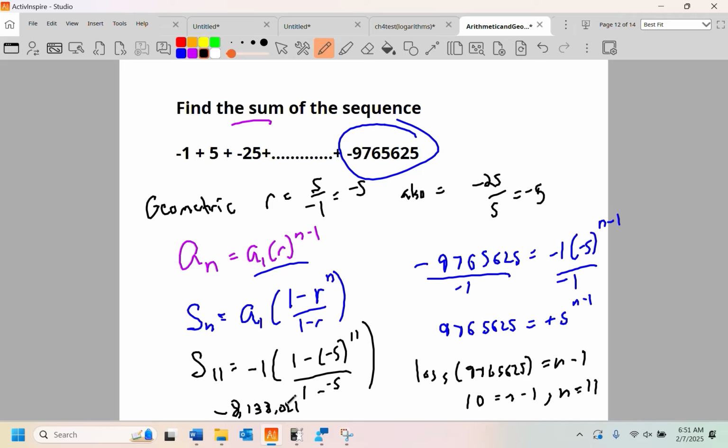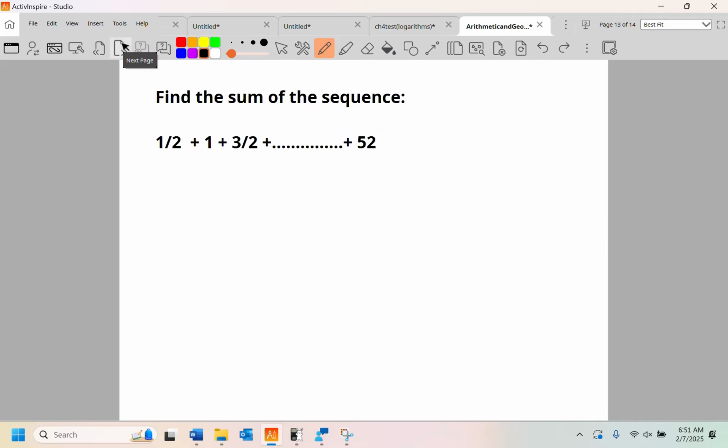All right, we got 2 left. I know these are taking a while. It's just so much. Find the sum of this sequence. And that sequence should be arithmetic, because I know that a half plus a half is a 1. And 1 plus a half is 1.5, which is 3 halves. I know some of y'all still think decimals only, but I know it's arithmetic. And I know that I have a difference of a half. So the question is, how many terms are there?